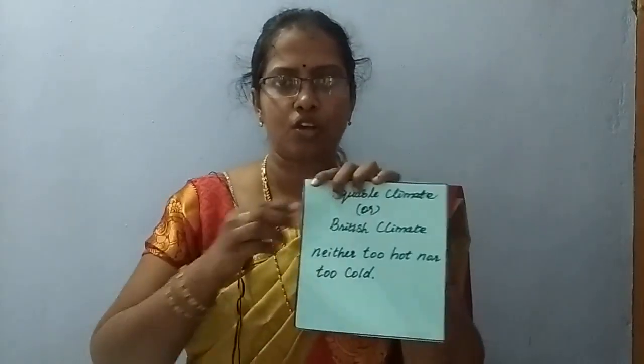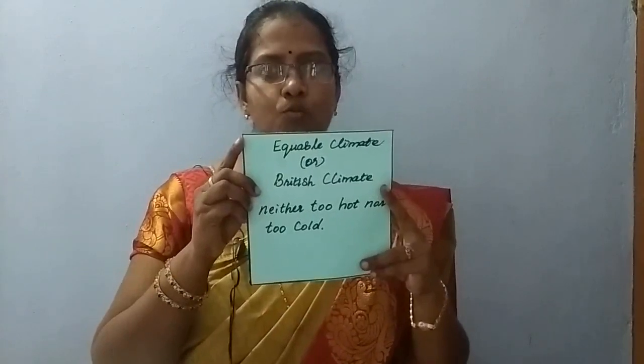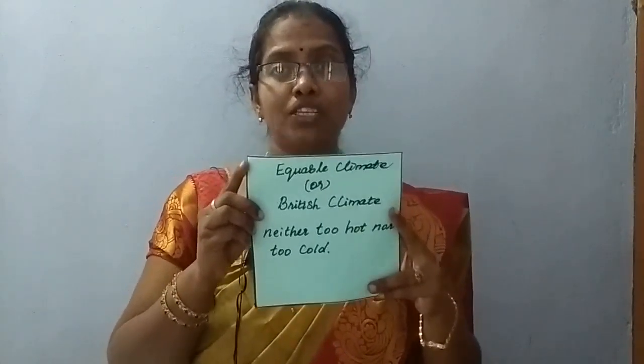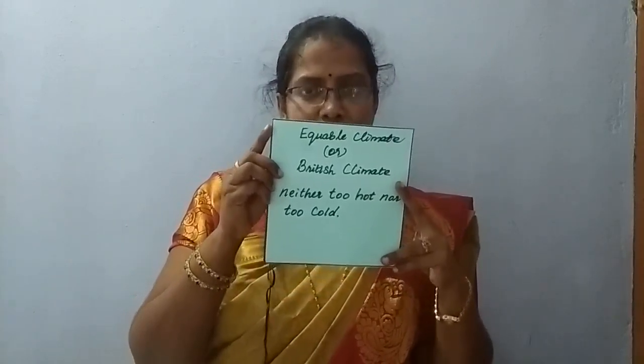The next one given in your book, in one column, one box: equable climate. What is meant by equable climate? You can check it, children. Equable climate is otherwise called British climate.